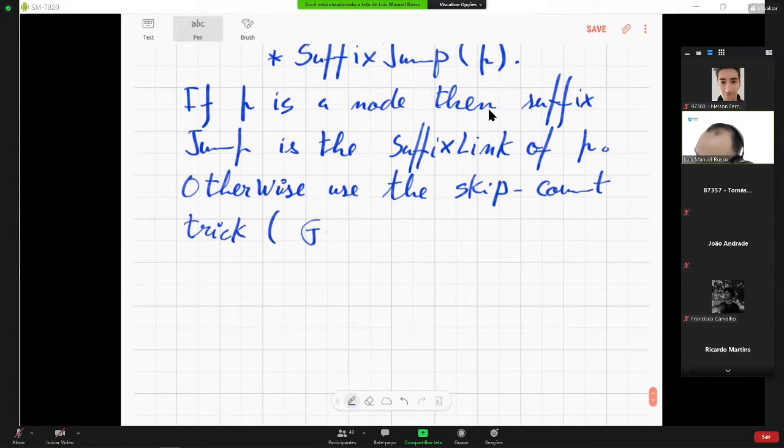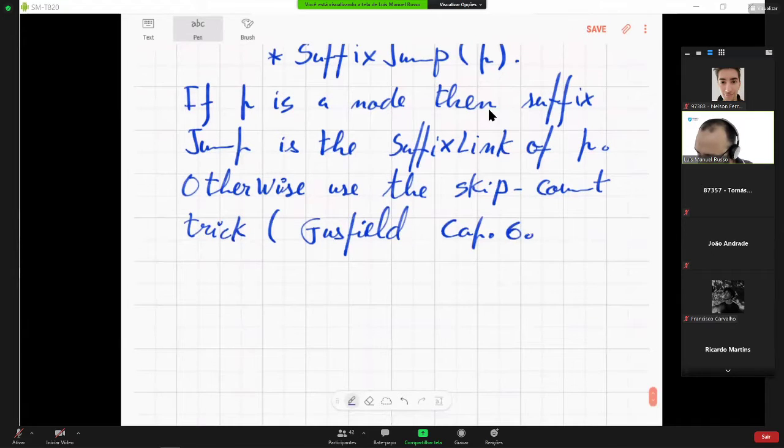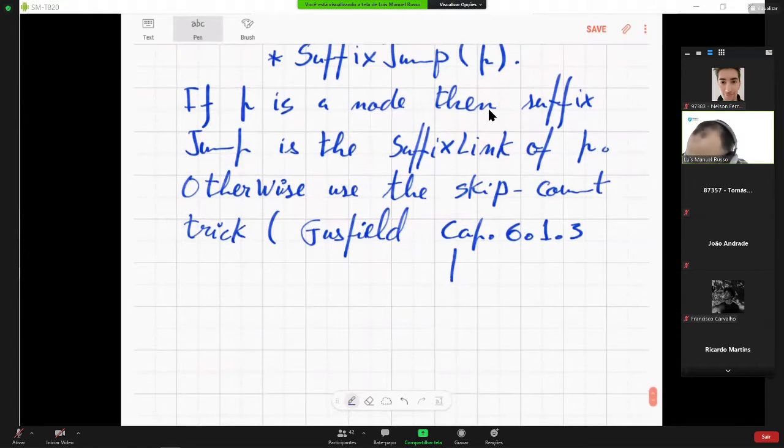This is in Gusfield. So I'm basically just hiding a fairly tricky algorithm here. This is in chapter 6.1.3, page 101. Okay, so what is it? Let's see what it is.